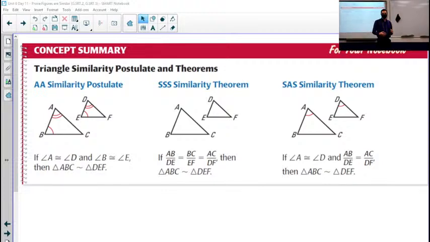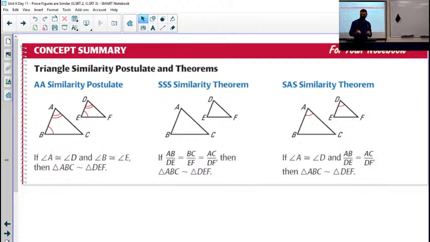Okay, to recap and remind you of what we did yesterday, here are our three ways we talked about for triangles to prove them similar. We had side, side, side, side, angle, side, and angle, angle. We talked about how we need to show all of our information for the sides and angles.